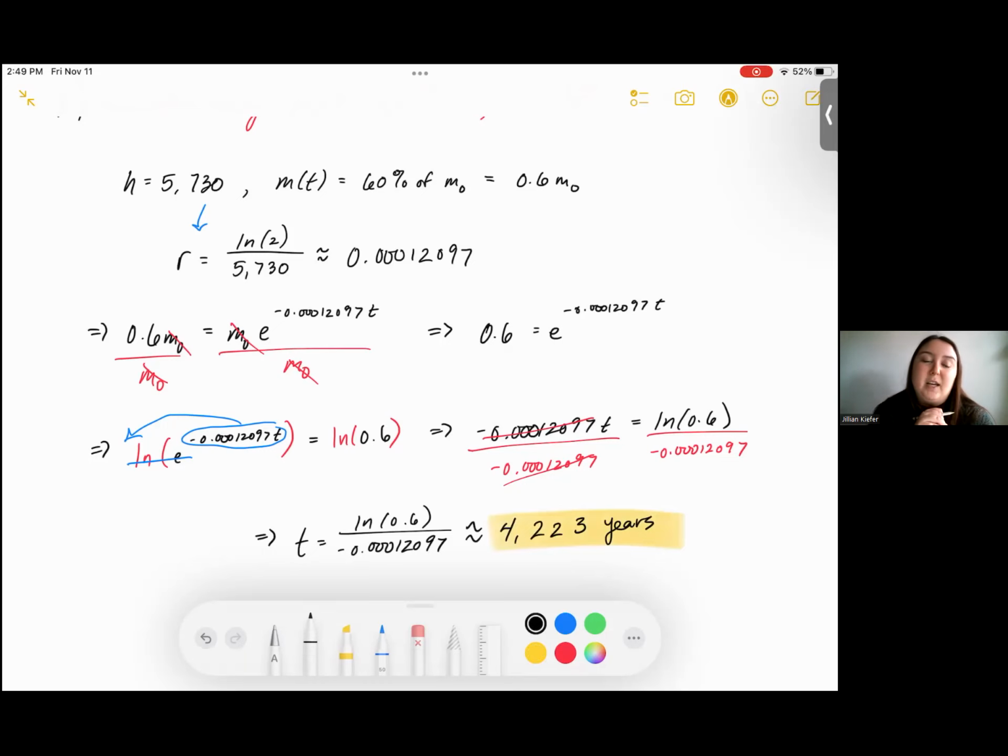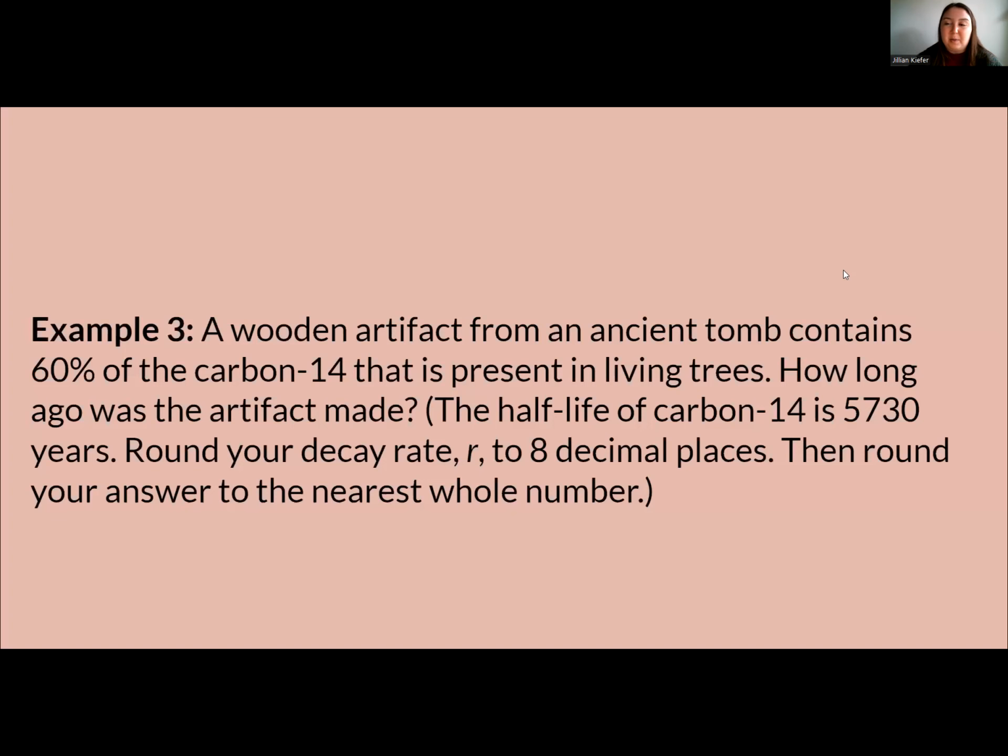Which, if we think about it, it would take our carbon-14 5,730 years to become 50% of the original amount. So we had a little bit more than 50%, which means that we had a little less than 5,730 years. So there we go. That is how long it would take for carbon-14 to decay to 60% of its original mass. So, all right, that wraps up example 3. Let's go ahead and go back on to our lecture. All right, that was example 3.